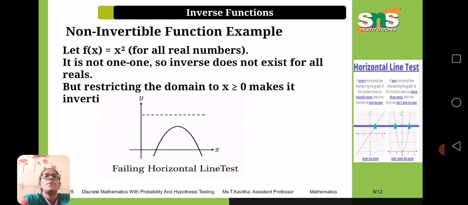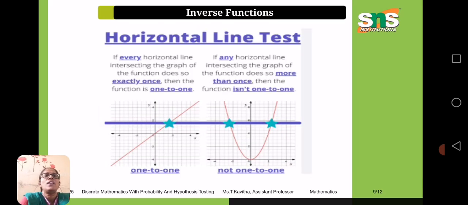Non-invertible function example. Let f of x equal to x square for all real numbers. It is not one-to-one, so the inverse does not exist for all real numbers. But restricting the domain to x greater than or equal to 0 makes it invertible. Failing the horizontal line test for the function f of x is equal to x square. Here the horizontal line test: one-to-one is satisfied or not one-to-one.